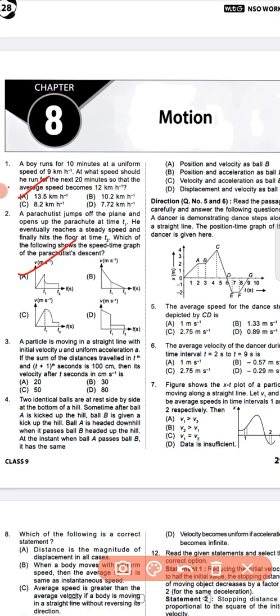Okay, next, a particle is moving in a straight line with initial velocity u and uniform acceleration a. If the sum of the distance travelled in t and t plus 1 seconds is 100 m, then its velocity after t seconds in m per second is 20, 30, 50, 80. Question number 3, option C is the correct answer, that is 50.